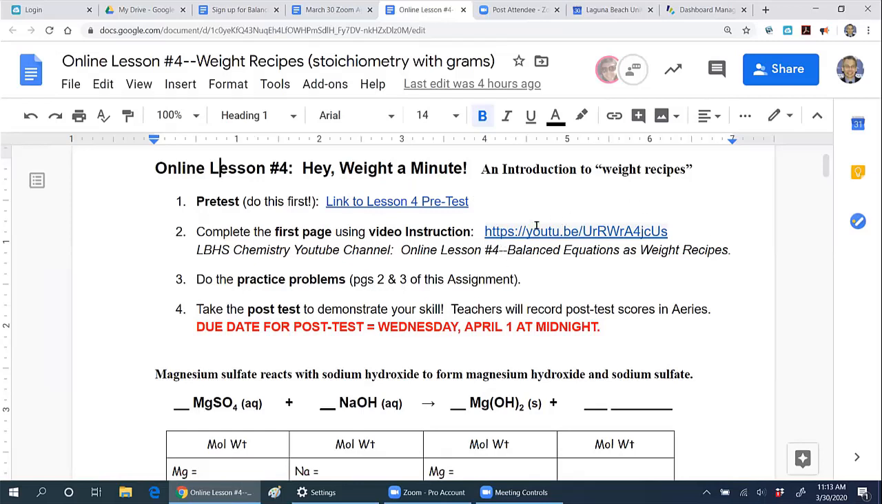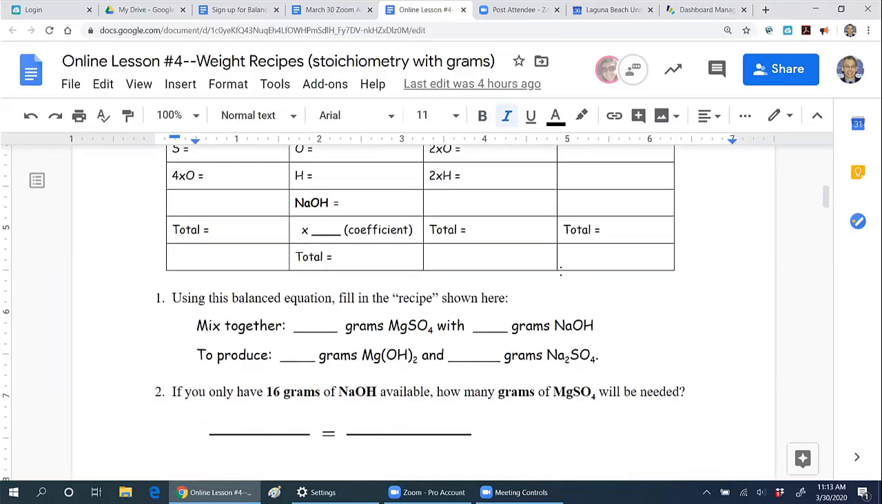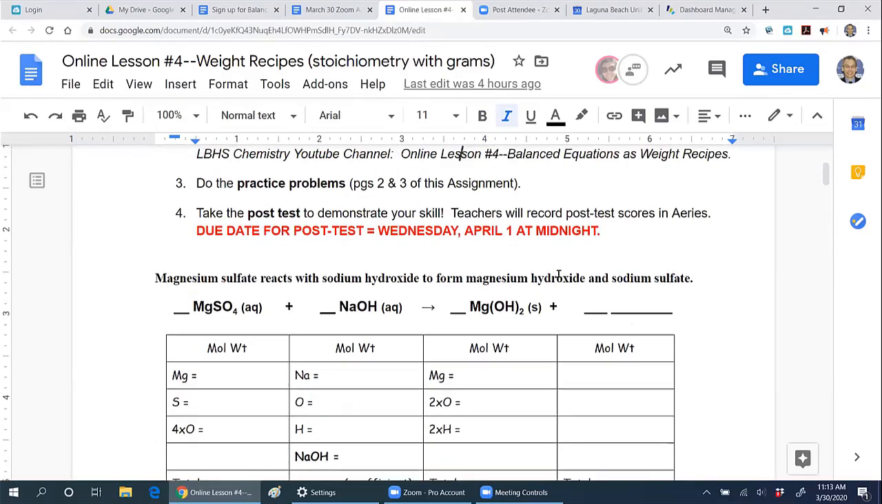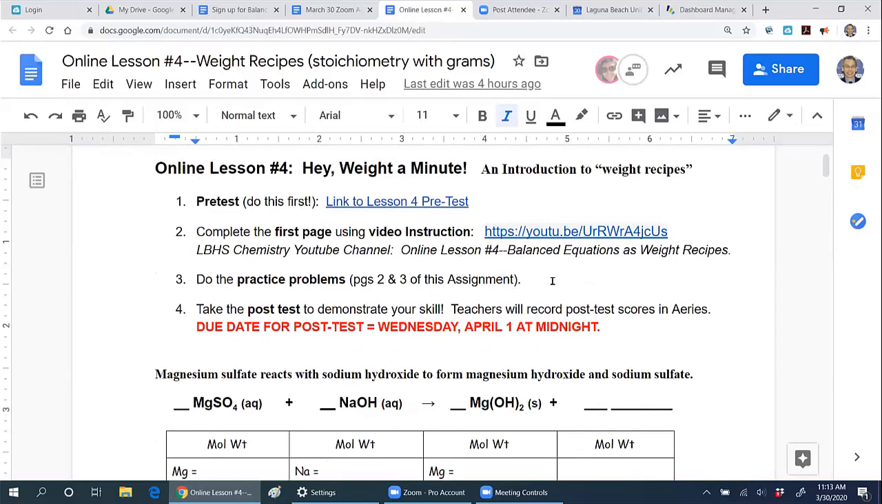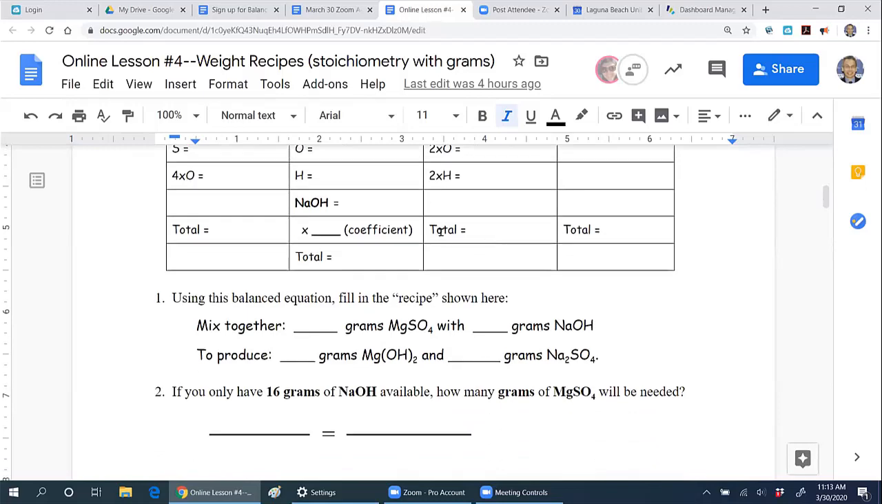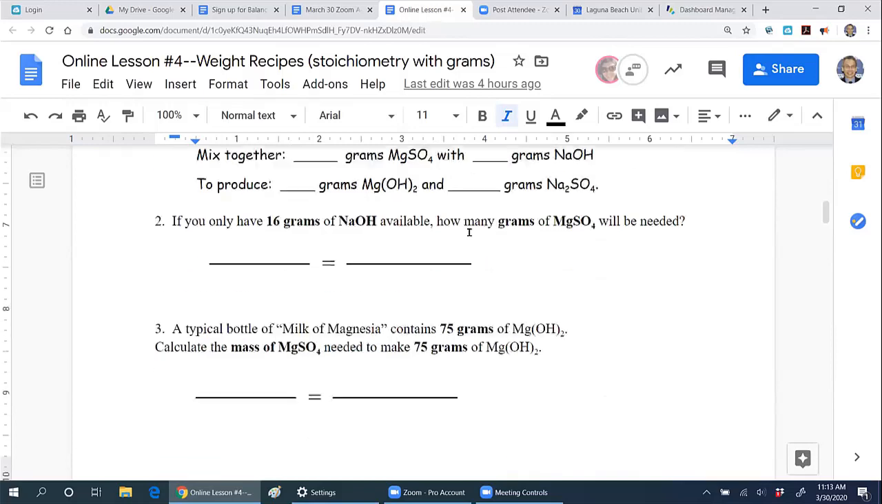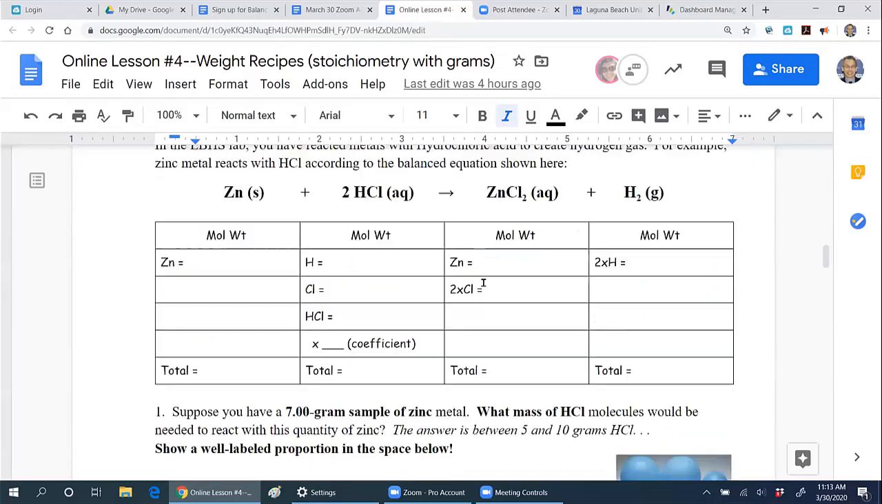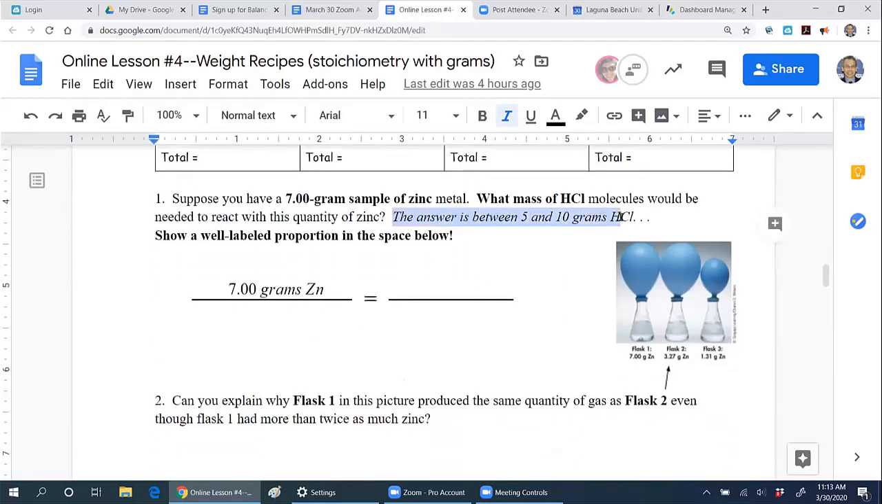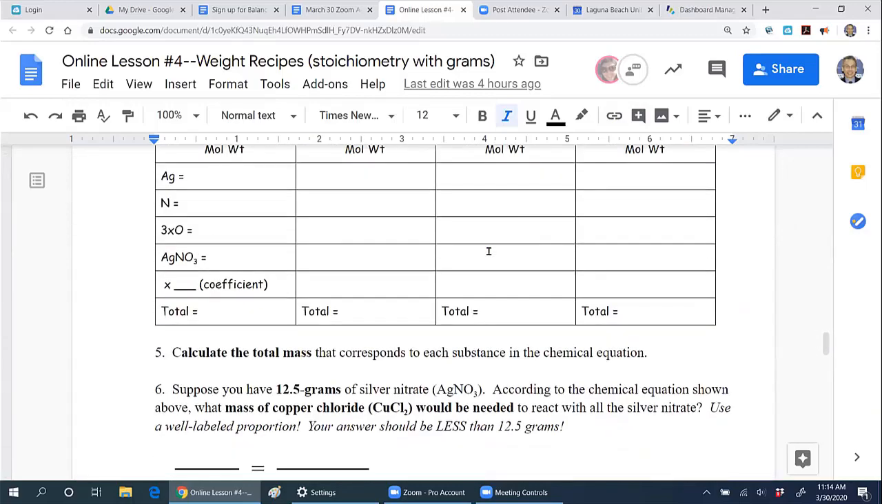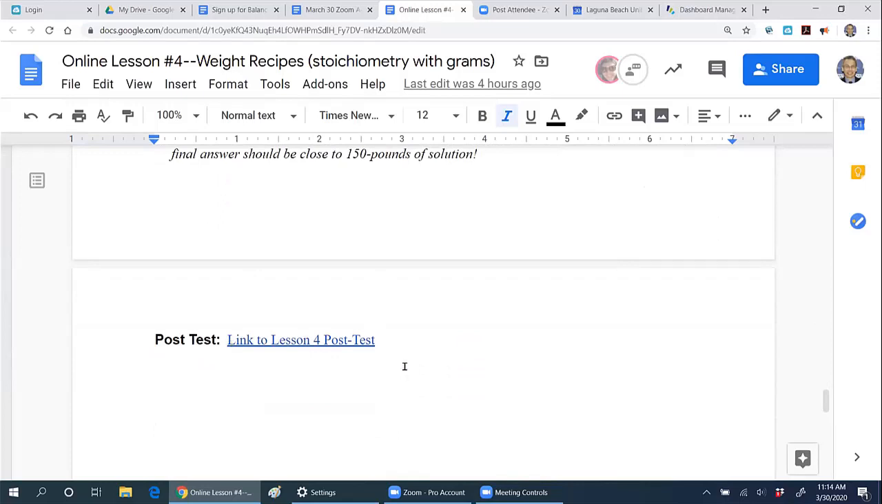There is a pretest and there's video instruction. Complete the first page using video instruction. So this is the first page, and you can see it's gaining complexity. So you probably will need to do lesson 3 before you do lesson 4, because this assumes you know lesson 3. But the video instruction will take you through this first page here, showing you how you deal with all these numbers and these calculations. And then after that, there are practice problems that don't have video instruction, but I did give you some hints. See, if you look at this, it says, I've given you a hint. Your answer should be within this range. So you'll know if you've done it terribly wrong, and then you should try again. All right, so that's the practice problems. And then at the very end is the link to the post test right there. And so that's how we'll be monitoring your skill.